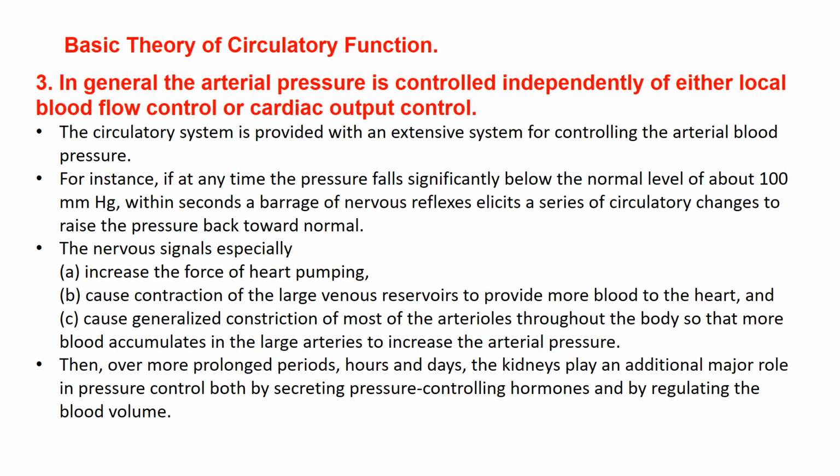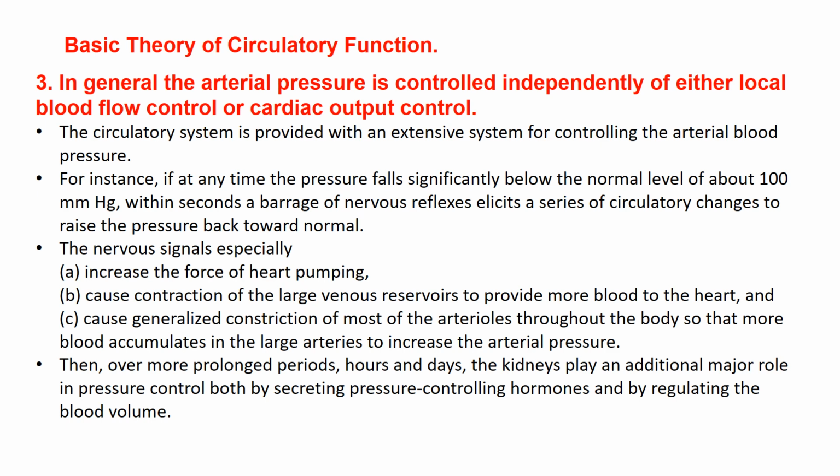3. In general, the arterial pressure is controlled independently of either local blood flow control or cardiac output control. The circulatory system is provided with an extensive system for controlling the arterial blood pressure. For instance, if at any time the pressure falls significantly below the normal level of about 100 mm of mercury, within seconds a barrage of nervous reflexes elicits a series of circulatory changes to raise the pressure back toward normal.